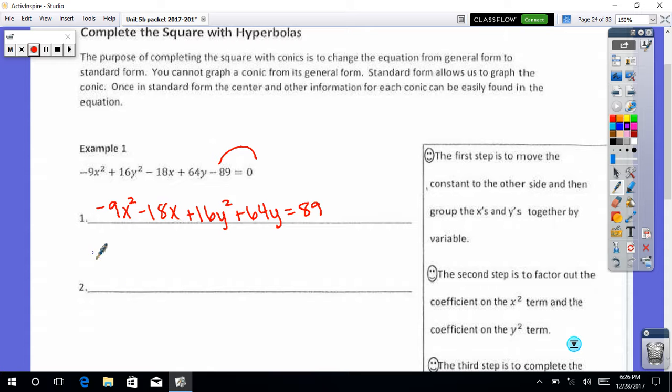Okay, and now we're going to factor out the number that is with the x squared and the number that's with the y squared. So I'm going to have my negative 9 come out, and I'm left with x squared minus 2x. I'm going to pull out my 16, and I'm left with y squared plus, whoops, not minus, plus 4y.